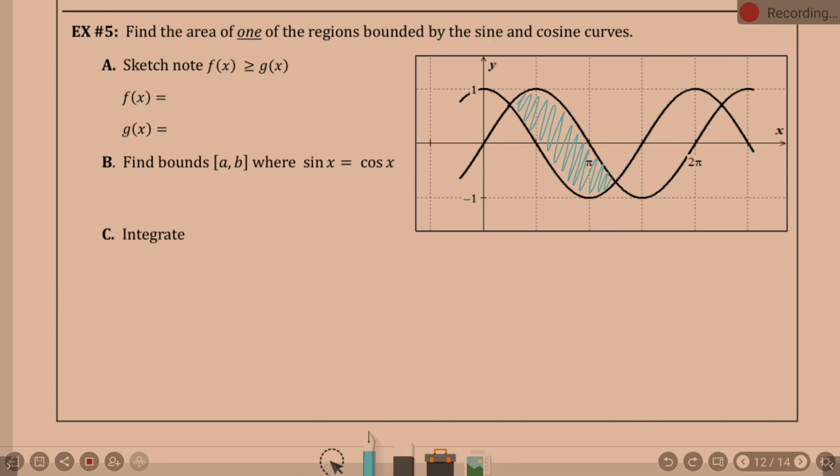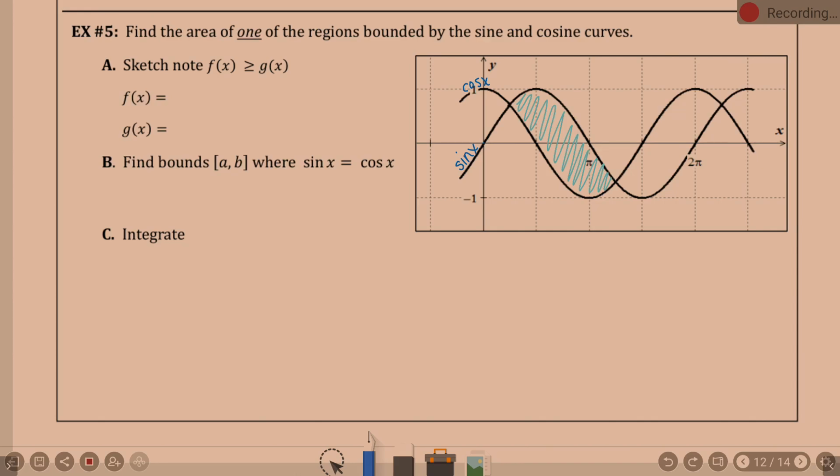Sine is hill and valley. Wait, doesn't cosine start at 1? Yep. So sine is hill and valley. It starts at 0, 0, goes hill, valley. Cosine starts at 1. It's just the valley in between the two hills.